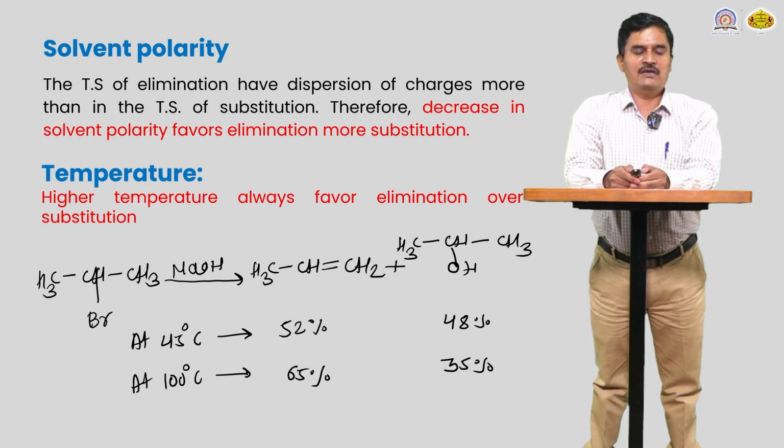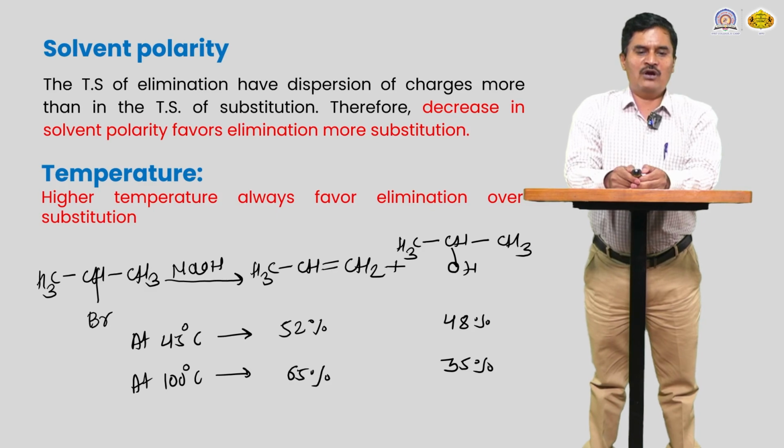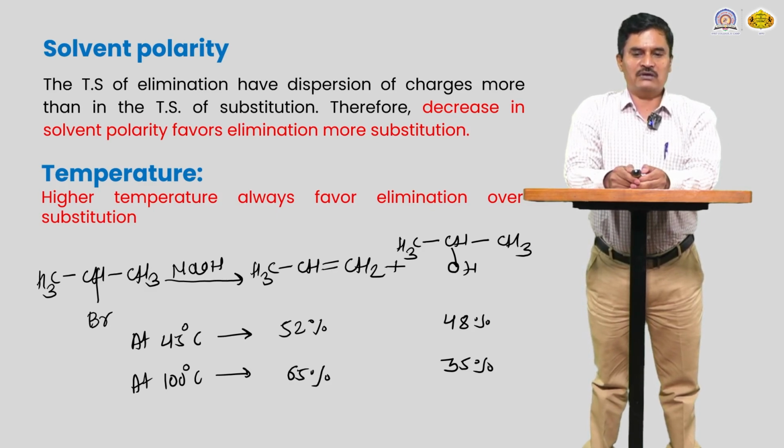For example, isopropyl bromide, CH3CHBrCH3, in the presence of NaOH at 45 degrees Celsius gives a 52% elimination product, and at a higher temperature of 100 degrees Celsius, the elimination product is about 65%. Means the elimination reaction rate increases if the temperature of the reaction increases. Similarly, as the temperature of the reaction increases, the substitution reaction rate decreases.